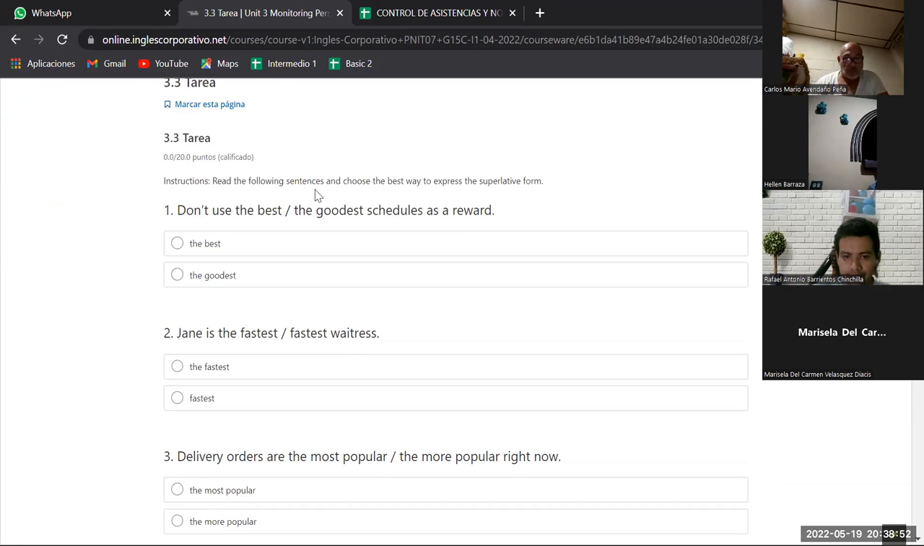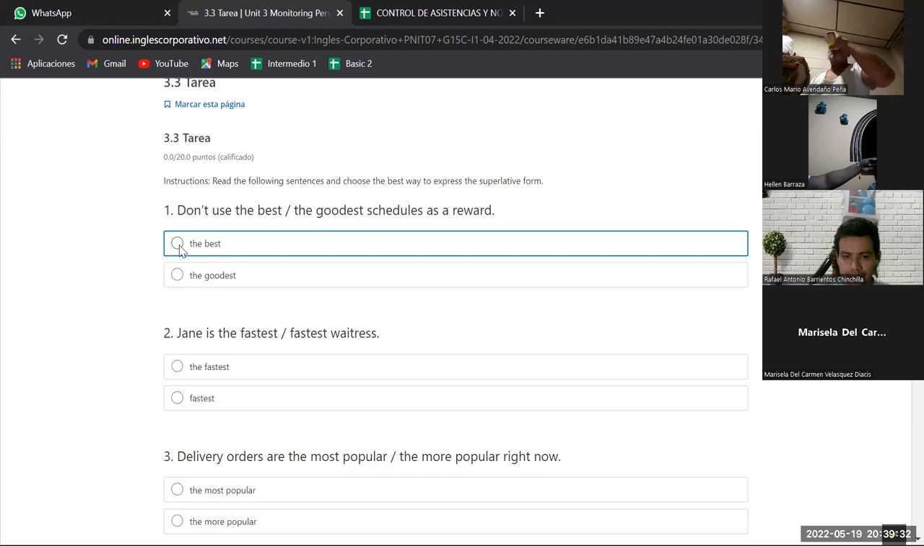Okay, in this one it says, read the following sentences and choose the best way to express the superlative form. That is superlatives. Tomorrow we will go ahead and continue with the superlatives. We studied the comparatives, but in this one, we need to use superlatives. So don't use the best or the goodest schedule as reward. The best. The superlative is the best. So the sentence will be, don't use the best schedules as a reward.